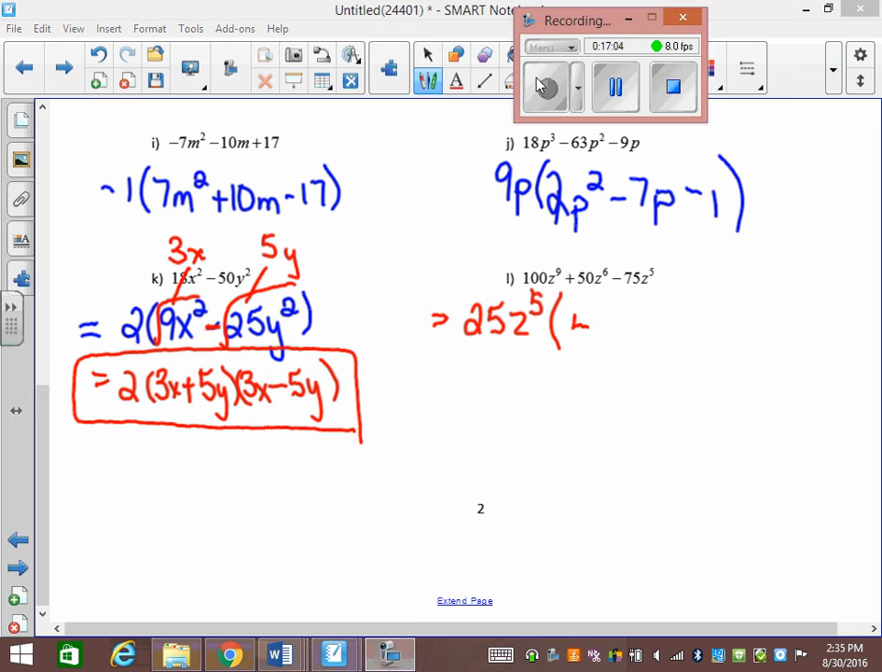So 4 then 4. So 2 Z to the 1 minus 2. Alrighty? Okay. Then flip over. Next page.